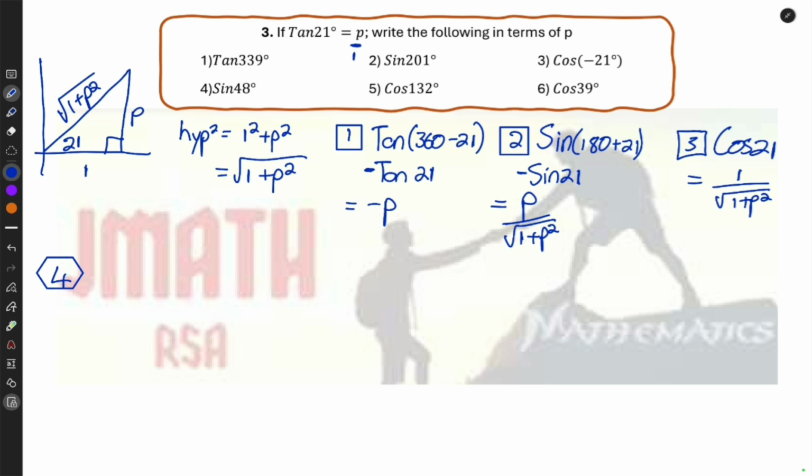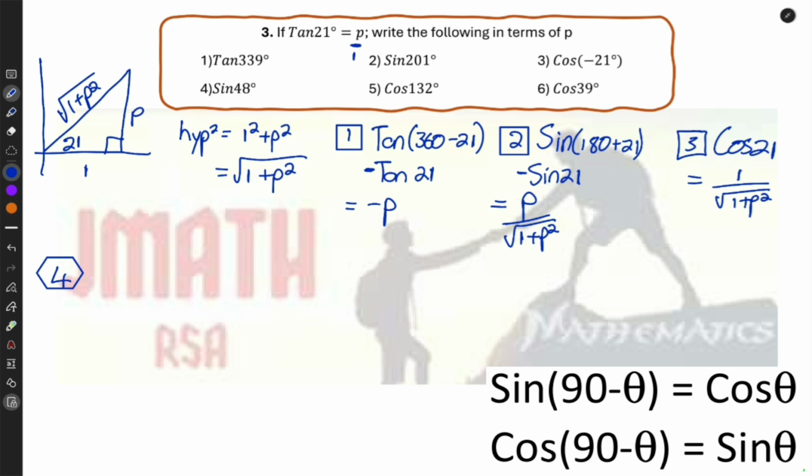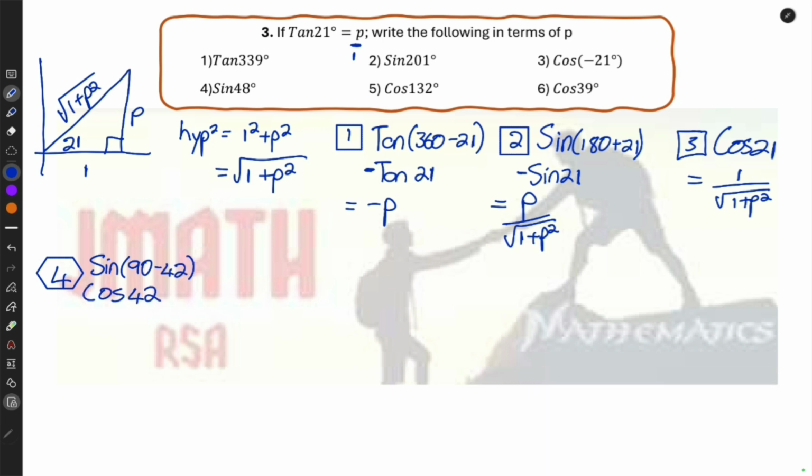So question 4, sine 48. So now I need to figure out, how does 48 relate to 21? It really doesn't. So it's not half, it's not double, it's not a compound. So if I add 21 to it, I'm not going to get to 60. But I can see if I add 42, I'm going to get a 90. So if I use cofunctions, I can say, okay, if this is sine(90 minus 42), I can rewrite this as cos 42. And that is double 21.